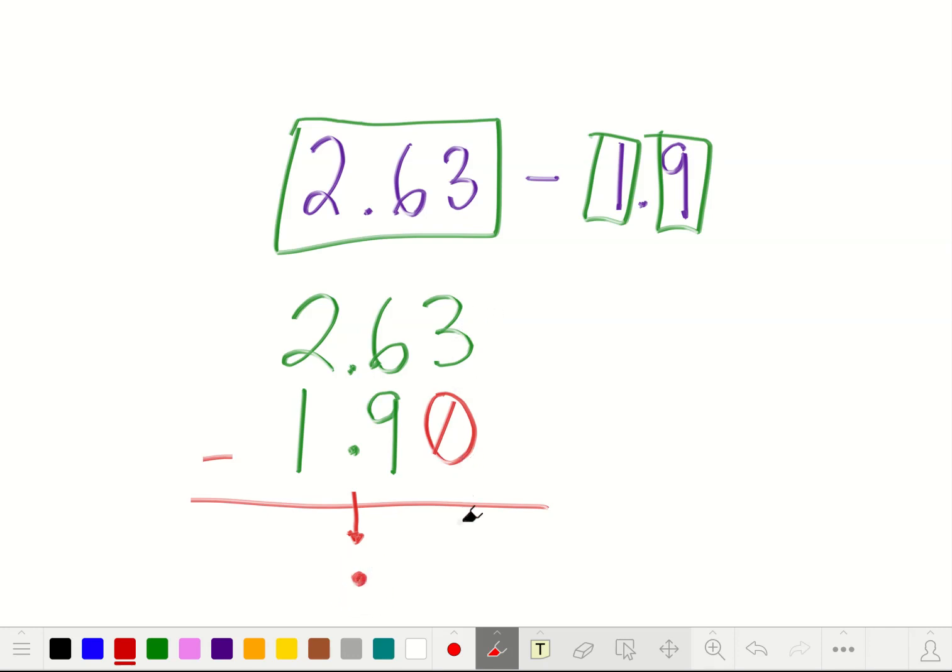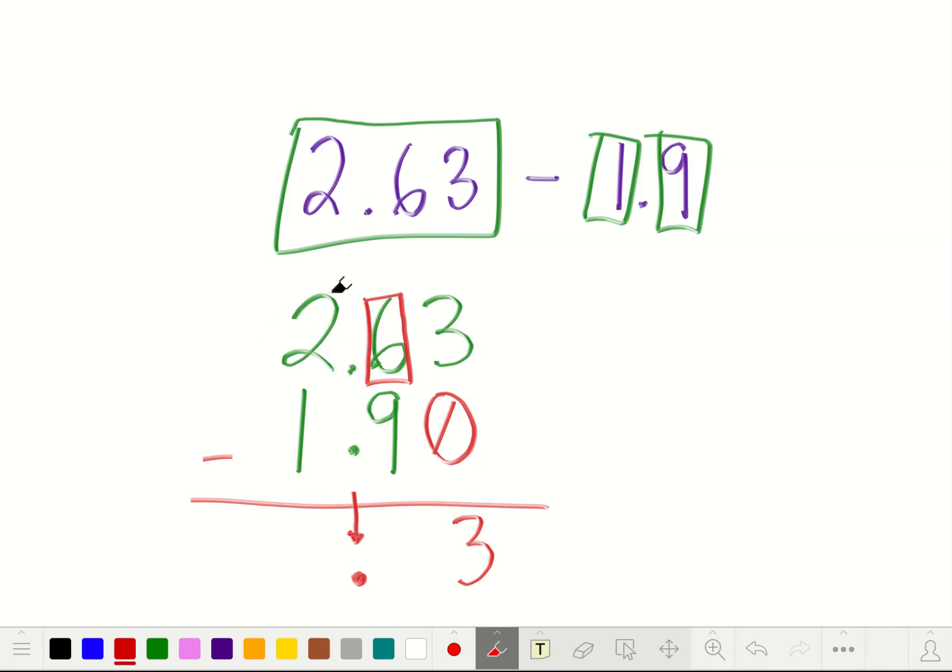You have 3 minus 0, so we have 3. And then right here, this is where you have to know if you have to regroup or not. If the top number is smaller than the bottom number, you have to regroup. Right, guys? Just remember, top number smaller than the bottom number, you're going to end up regrouping. You can't subtract 9 from 6. We don't have enough. So we're going to do something called regrouping.